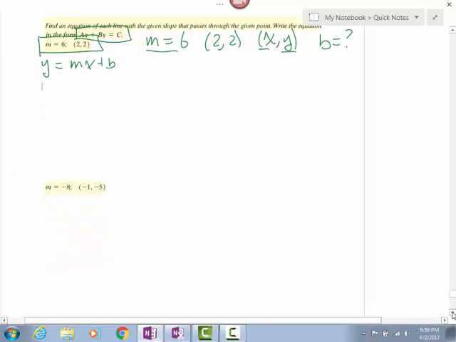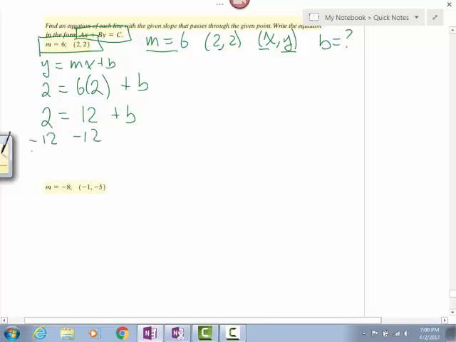Okay, where my y used to be, I'm going to put my 2 equals m, which is 6, times x, which is also 2, plus b. So now I'm going to write out 2 equals 6 times 2 is 12, plus b. I'll go ahead and minus 12 on both sides. That's going to give me negative 10 equals b.